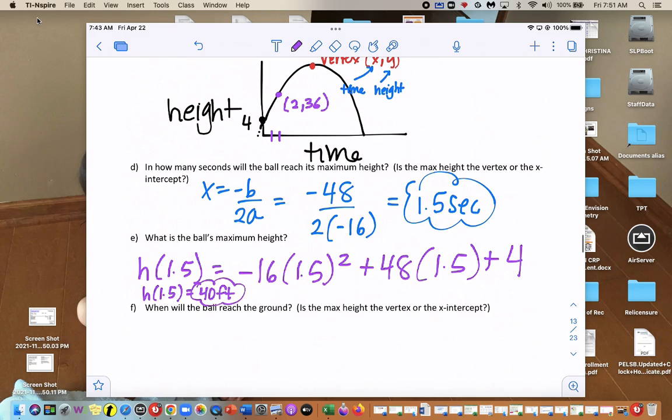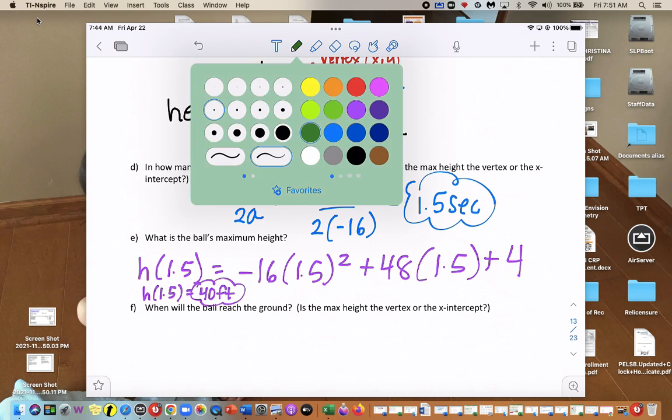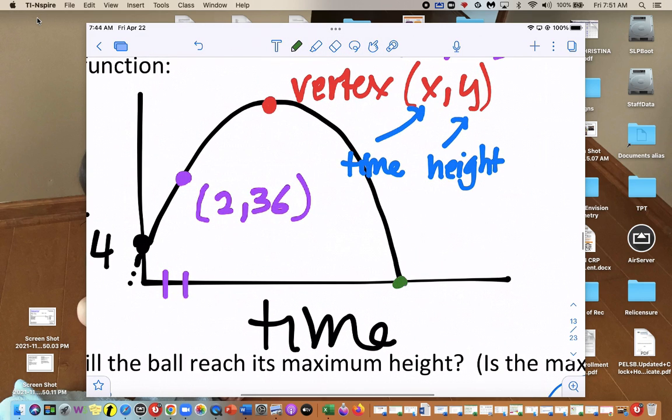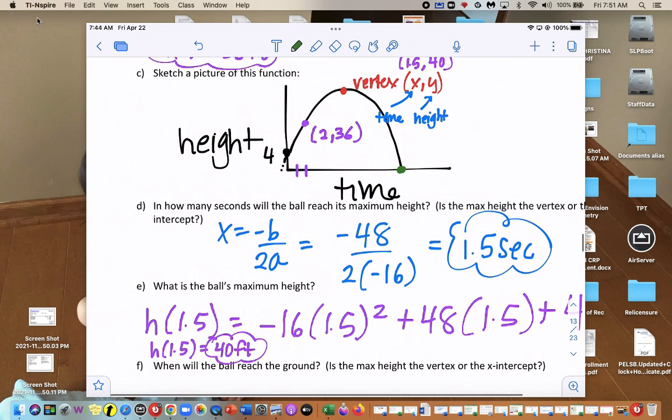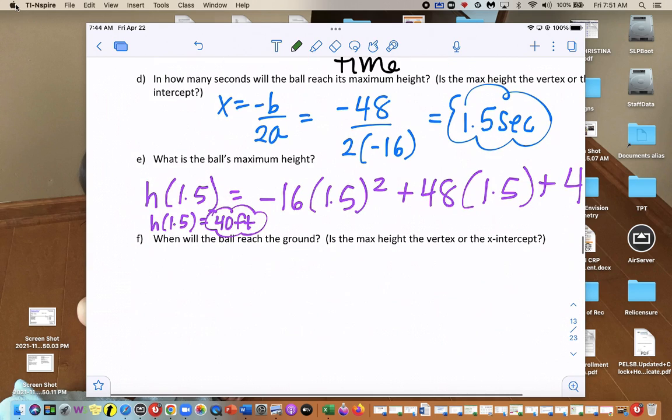Okay, when will the ball reach the ground? Is that the max height, which is the vertex, or is it an x-intercept? Okay, so where it will reach the ground, it's going to be right here, and that's an x-intercept. How do we find x-intercepts if it's in standard form? We use the quadratic formula.